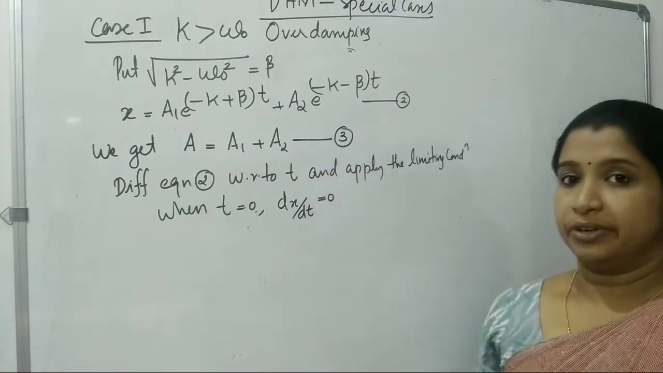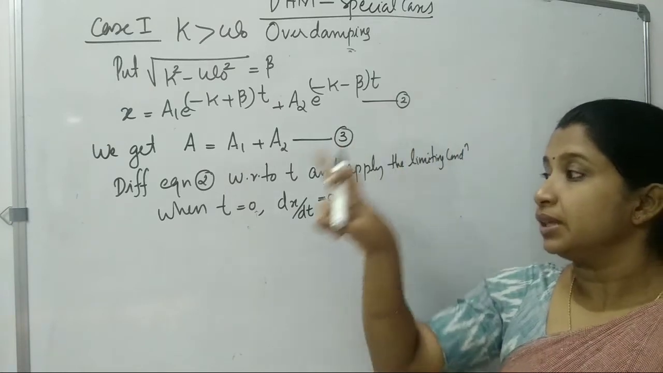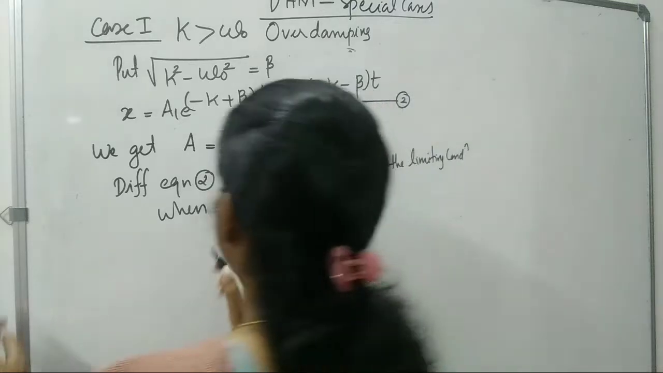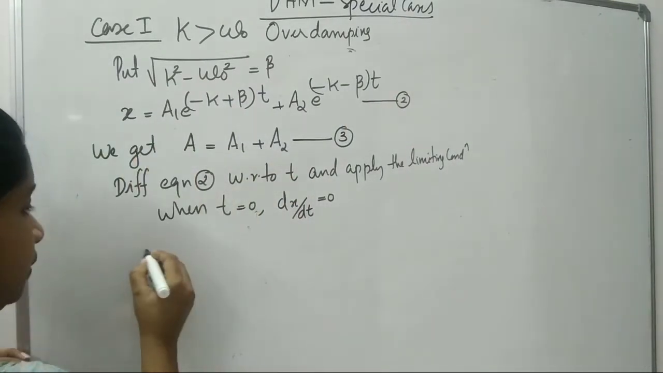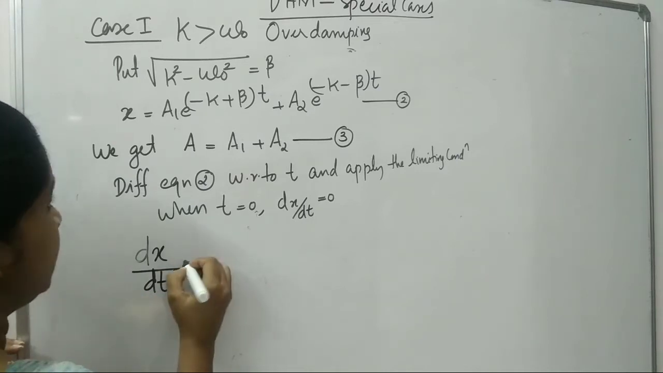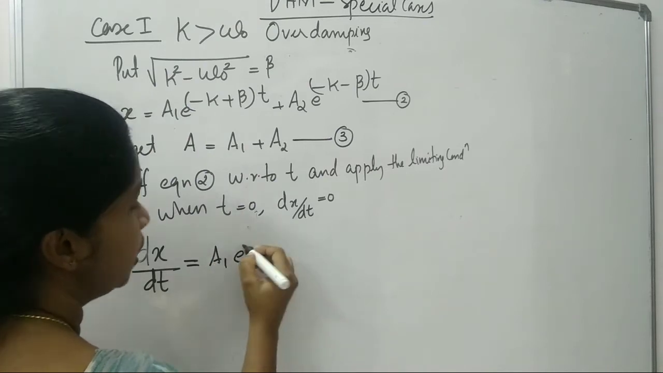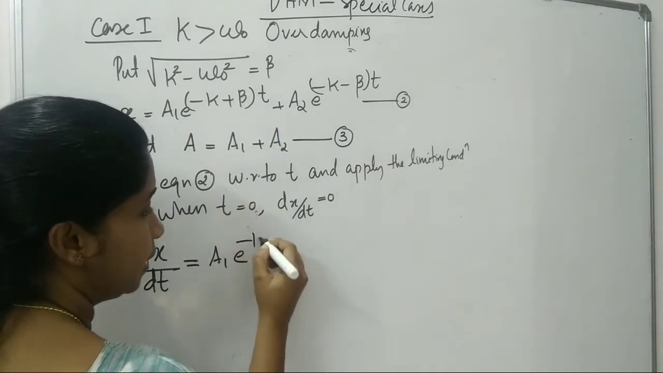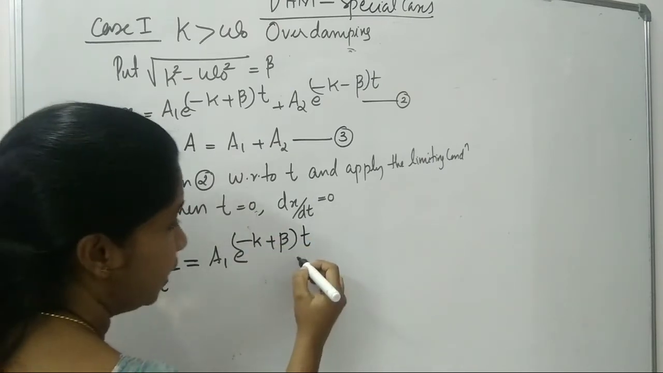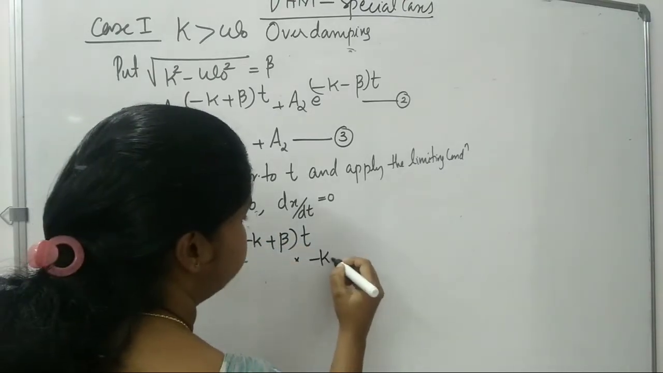To get the values of a1 and a2, we differentiate equation 2 with respect to t, then apply the limiting cases. While differentiating equation 2 with respect to t, we get dx/dt equal to a1, the coefficient, into e^(-(k + β) t) itself, into the derivative of the exponent, that is −(k + β).